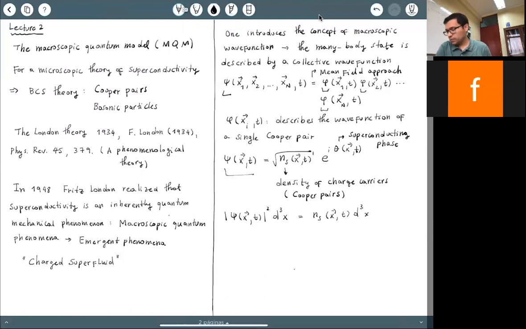In general, as realized by Fritz London, superconductivity is essentially a macroscopic quantum phenomenon. Then of course, we have to describe the situation using a wave function. A wave function is a vector in a Hilbert space, so in the field of complex numbers. So this is why we need to include the superconducting phase here.